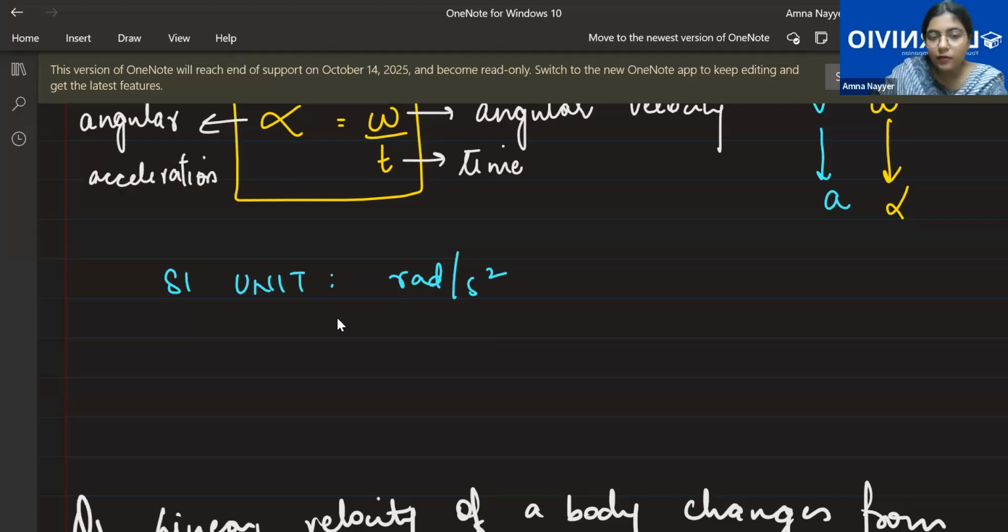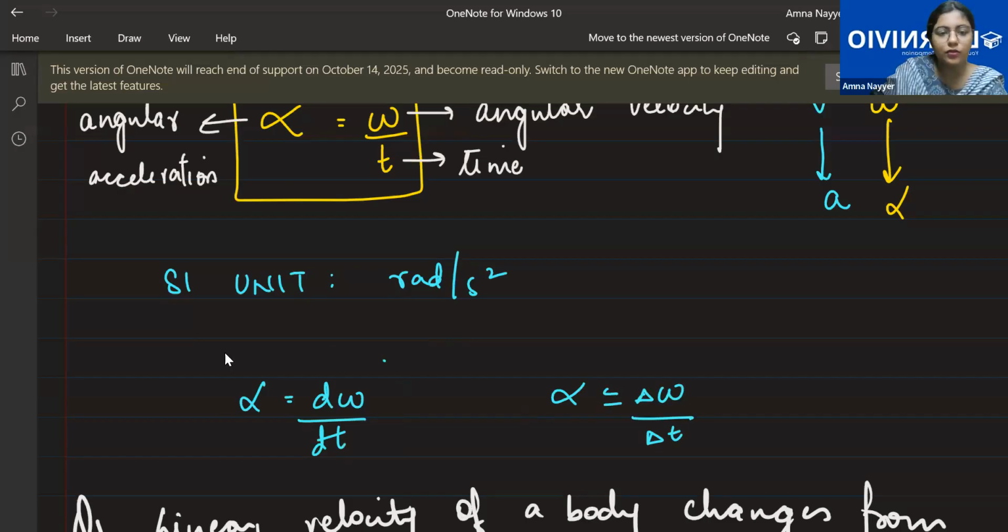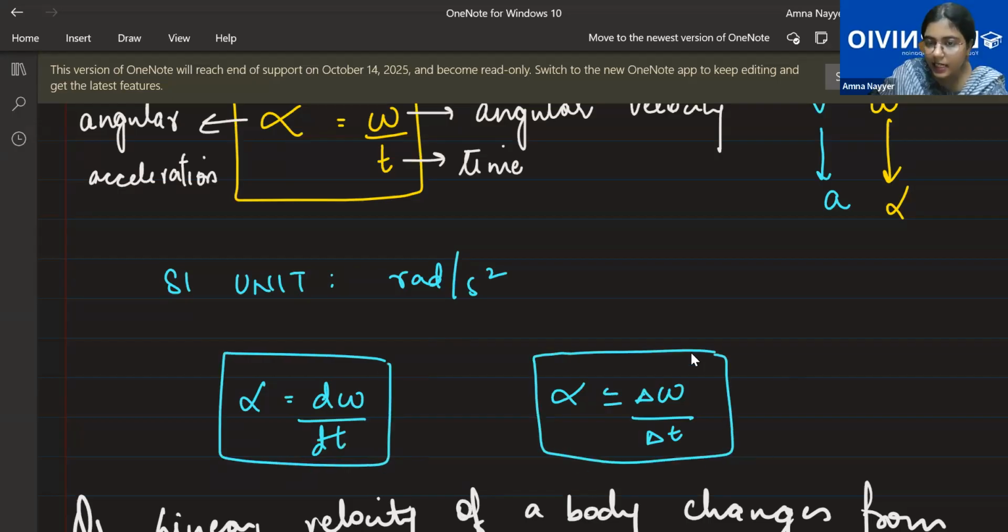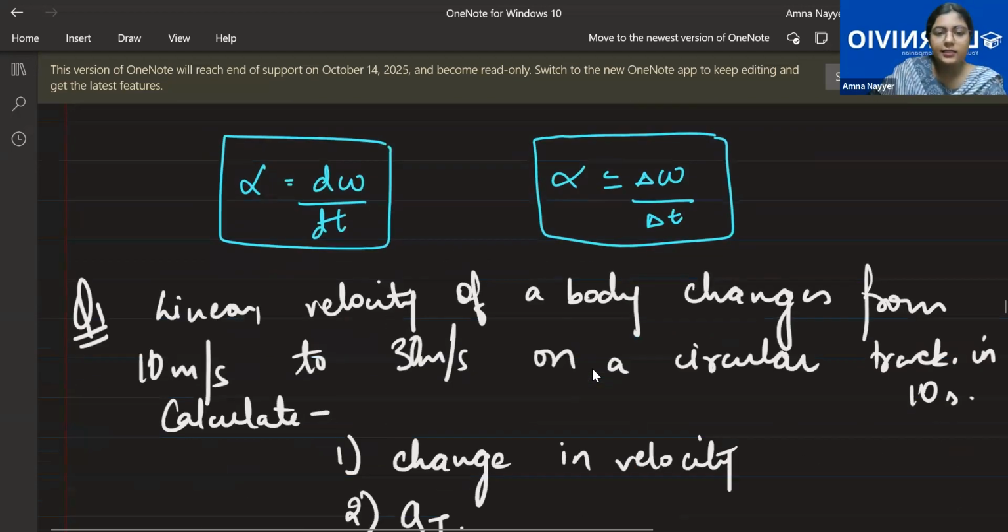Now when we are talking about angular acceleration, similar to linear acceleration, you can differentiate it, d omega over dt, or you can calculate the change in omega by the change in time. Both formulas can be used. You can differentiate if you're calculating instantaneous, and you can calculate the average when you have to find it for a duration. Okay, let's see this question.